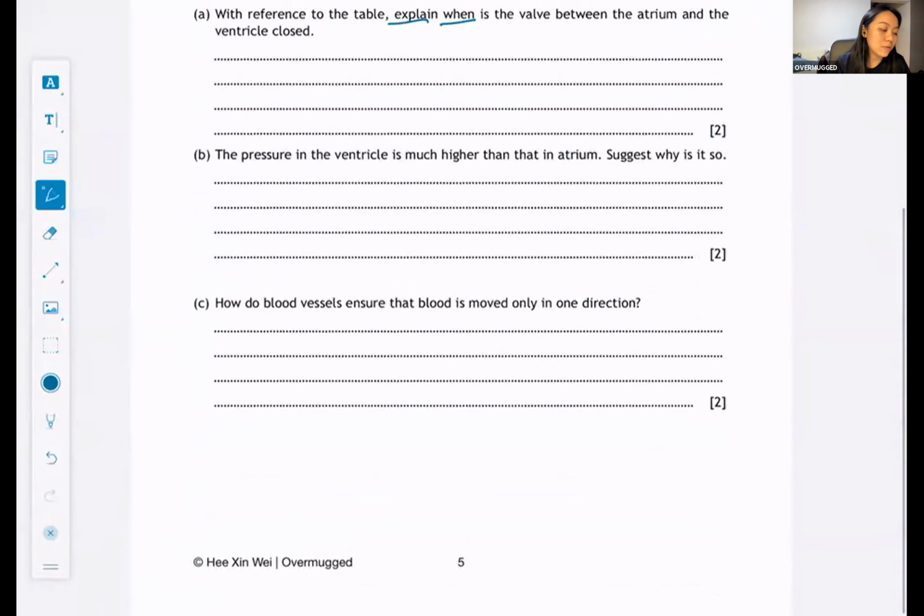Okay. For part B, the pressure in ventricle. The answer is there, but I just want to talk about how I don't recommend your answer to be that the pressure in the ventricle is higher because it needs to transport blood to the aorta to the rest of the body. I don't recommend that because it is a consequence rather than a cause. When we are suggesting why the pressure is higher, it's about the force generated at first. So in this case, it should be that the wall in the ventricle is thicker than the wall in the atrium.